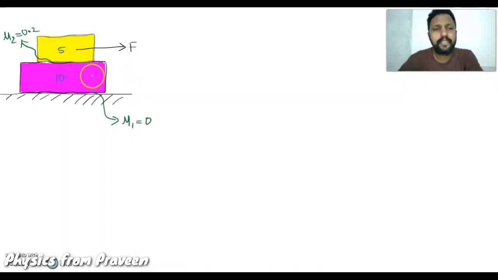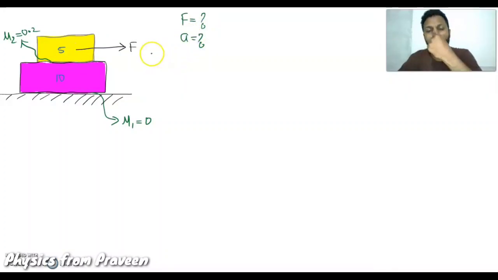Okay, now we have to determine the maximum force that we can apply. In this case also, you should understand that in order to find out the maximum force, we will have to find out the common acceleration.